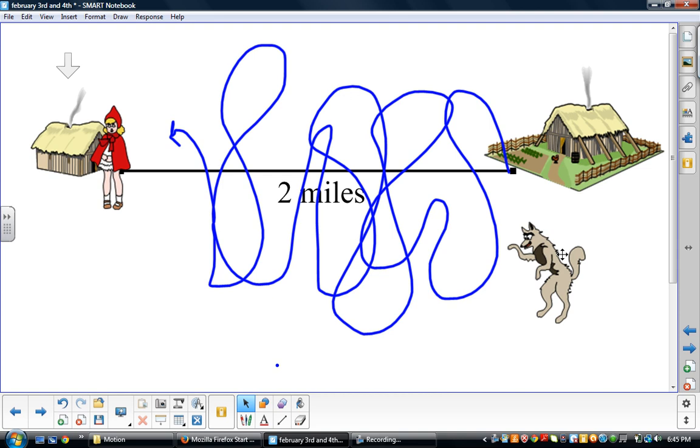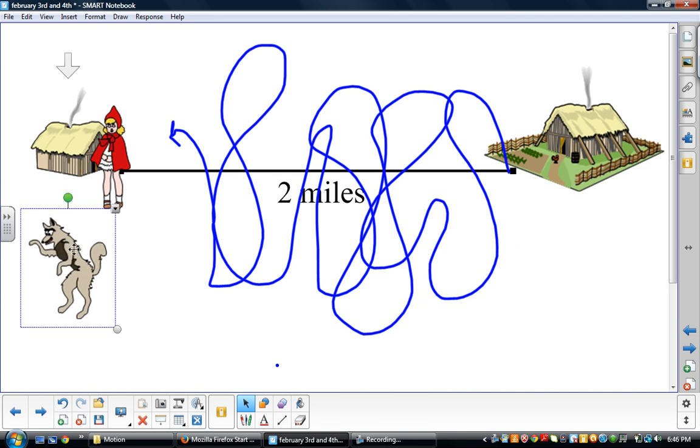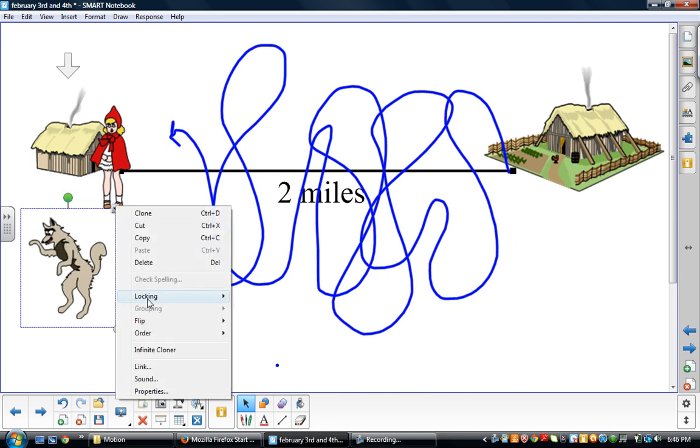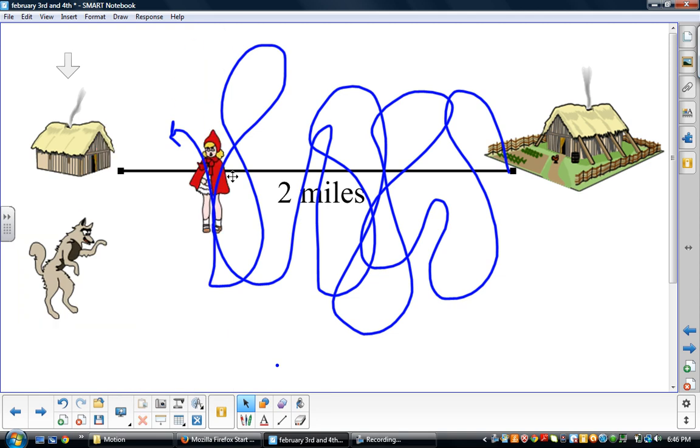Alright, so the wolf comes over here. The wolf waits and ambushes her when she comes out, and the wolf chases her back home. Alright, what's her total distance been that day? Well, we don't know exactly, but it's probably something like 10 or 15 miles. What's her displacement? Her displacement is 0, because she's back where she started from.